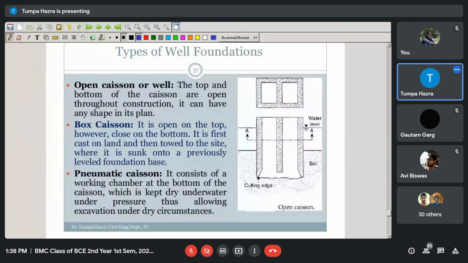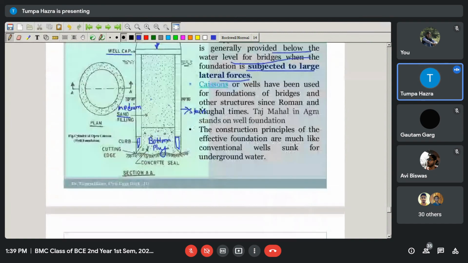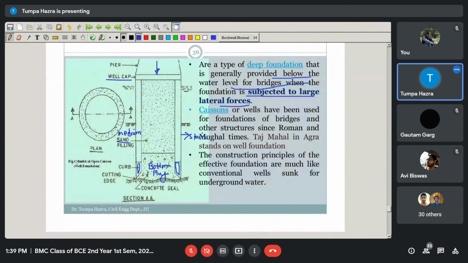Now, well foundations are of three types. One is open caisson or well foundation. Caisson means box type structure. Whenever the top and bottom portions of the well are open throughout the construction, it is known as the open caisson or well. At first it was hollow, it was empty throughout the construction.